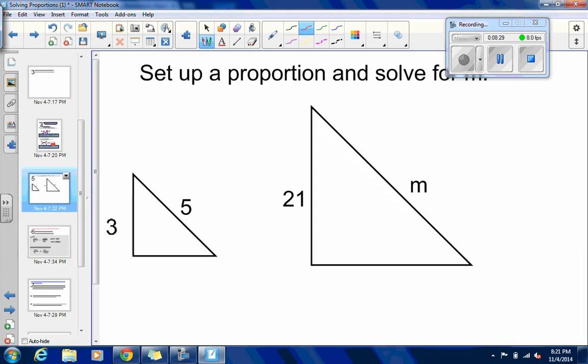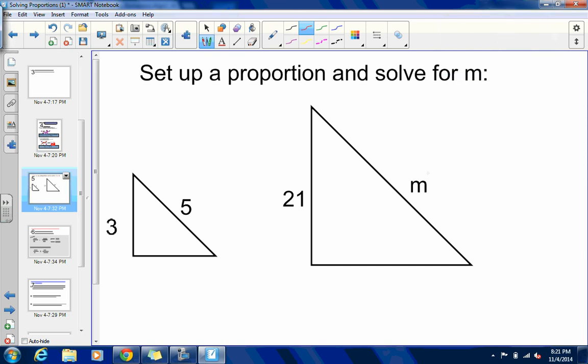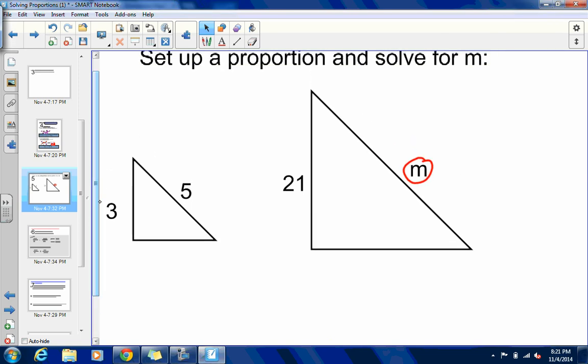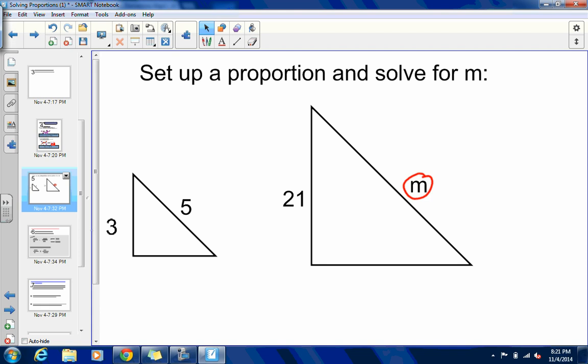First thing that I want to show you is just similar figures, kind of like we did at the beginning. I want you to set up a proportion for this and solve for the variable. So in here, the variable is m. You've got to figure out what that is. All right. So what are the sides that are similar or corresponding? They're called corresponding sides. I will circle here with the same color.